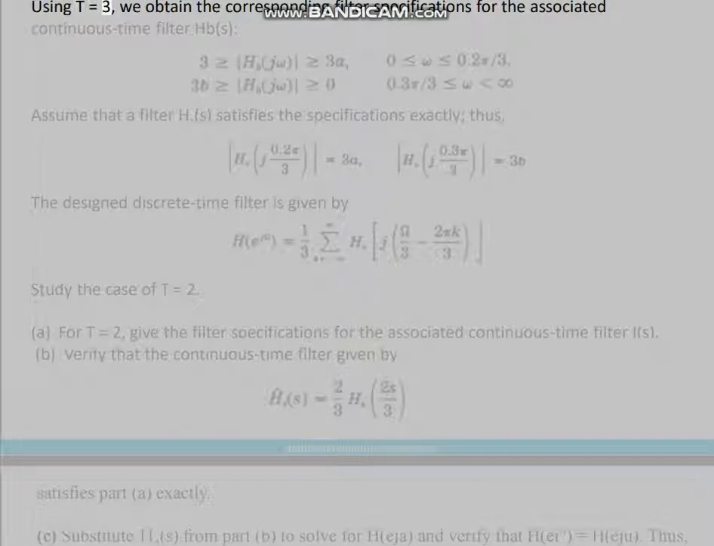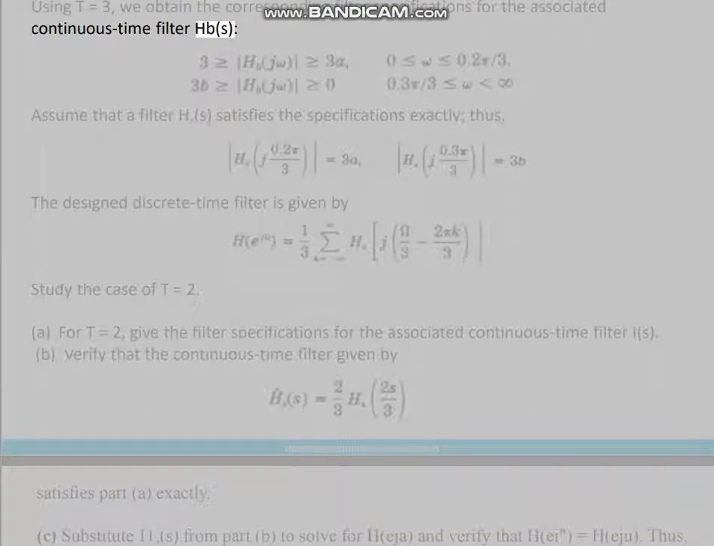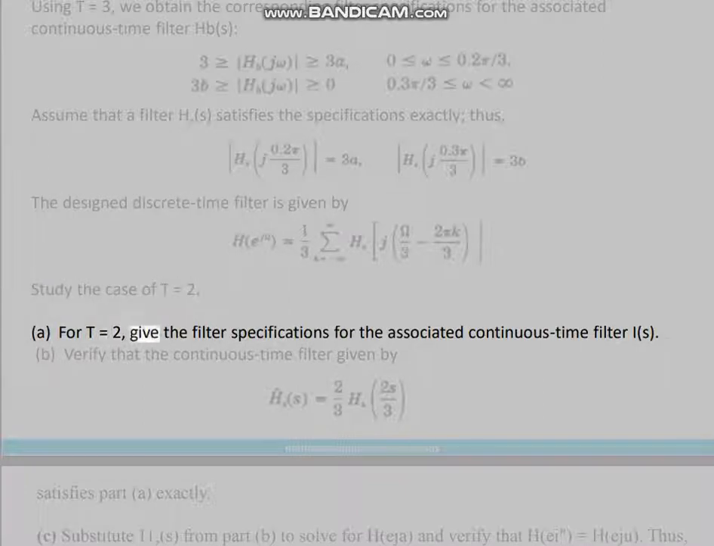Using T equals 3, we obtain the corresponding filter specifications for the associated continuous-time filter H(s). Assume that a filter H(s) satisfies the specifications exactly. Thus, the designed discrete-time filter is given by. Now study the case of T equals 2. A. For T equals 2, give the filter specifications for the associated continuous-time filter.